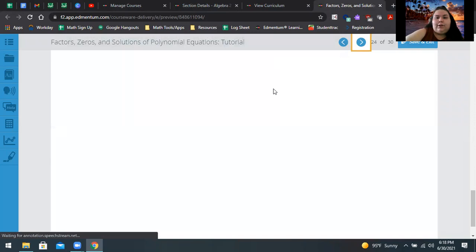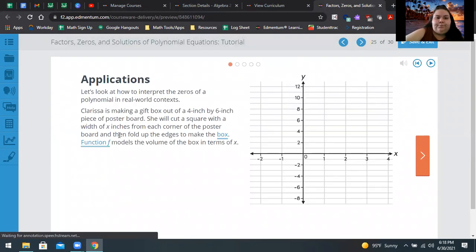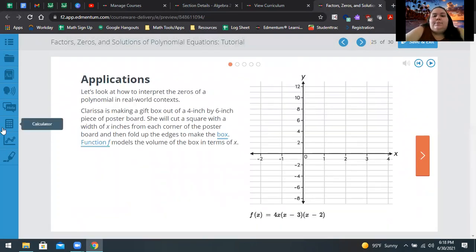And we're going to go ahead and move on to slide 24. So the application portion of this. It says, let's look at how to interpret the zeros of a polynomial in a real world context. Clarissa is making a gift box out of a 4-inch by 6-inch piece of poster board. She will cut out a square with a width of x inches from each corner of the poster board and then fold up the edges to make the box. Function f models the volume of the box in terms of x.